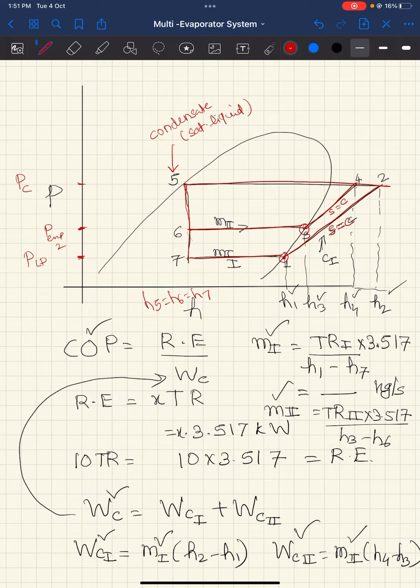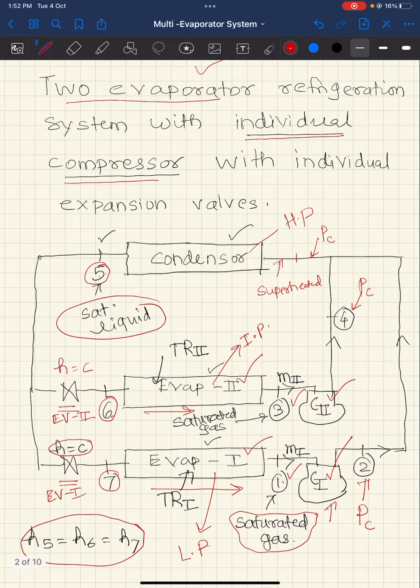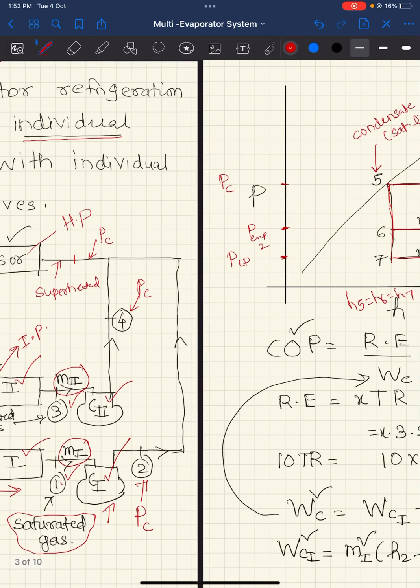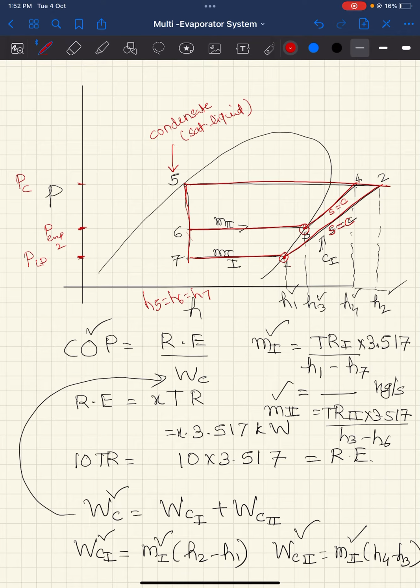Now how to solve these numericals? Generally the capacities of evaporator 1 and evaporator 2 would be given. Let us call them TR1 and TR2, and that would help us to calculate the mass flowing through evaporator 1 and evaporator 2. Let us call the mass flowing through evaporator 1 as M1 and through evaporator 2 as M2. So how do you calculate M1? It is the total refrigerating effect into 3.517. Why am I multiplying it with 3.517? Because I want the answer in kg per second. If I want the answer in kg per minute, I need to multiply with 211 or 210.